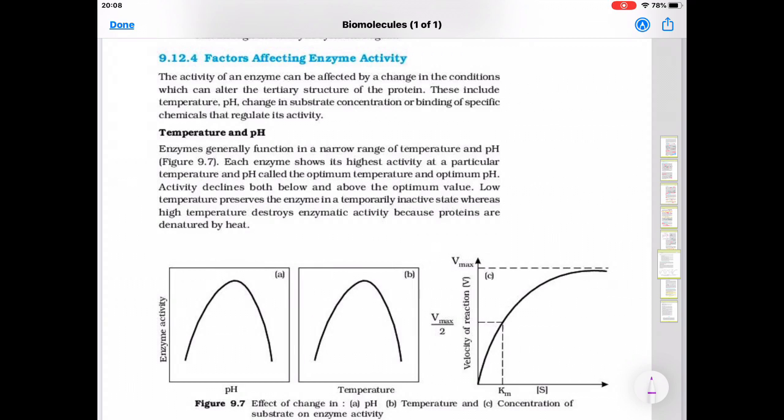Good morning, students. Our today's topic is factors affecting enzyme activity. The activity of an enzyme can be affected by a change in the conditions which can alter the tertiary structure of the protein. These include temperature, pH, change in substrate concentration, or binding of some specific chemical that regulates its activity. So first about temperature and pH.